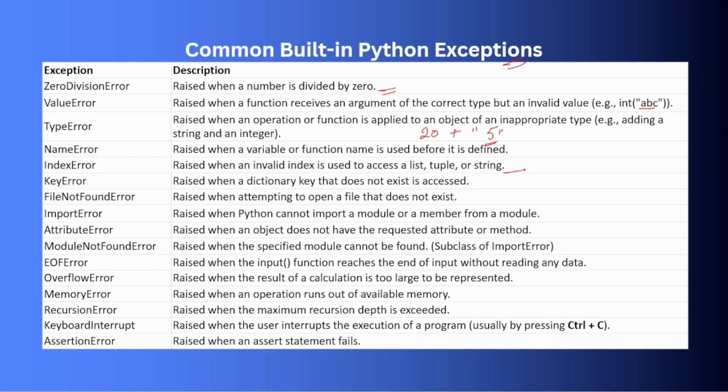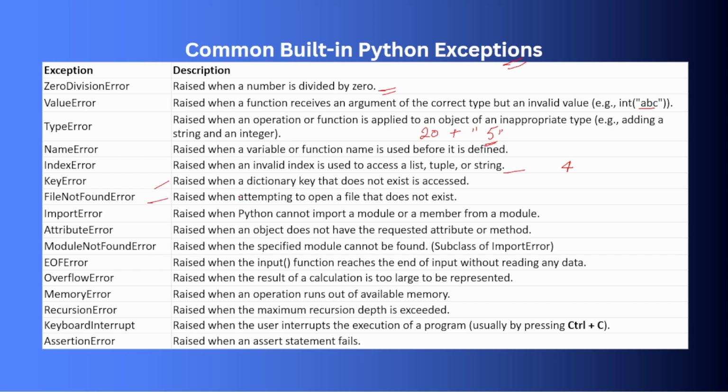Then IndexError, raised when an invalid index is used to access a list, tuple or a string. So let's say our list has 3 values and we try to access index 4, it would raise IndexError. Then we have KeyError. It is raised when a dictionary key that does not exist is accessed. So let's say in our database we are performing some computation on a table and a column from that table is deleted. If we try to use that particular key, that particular column, it would raise KeyError.